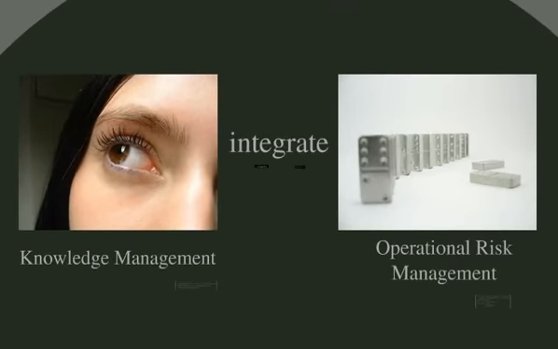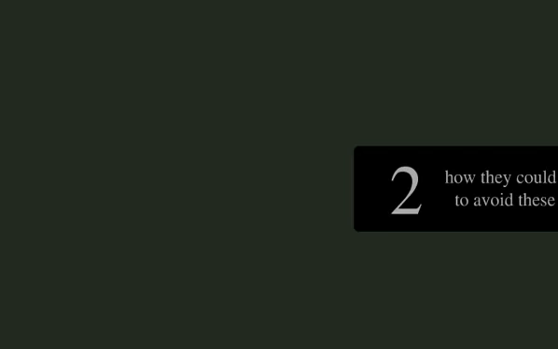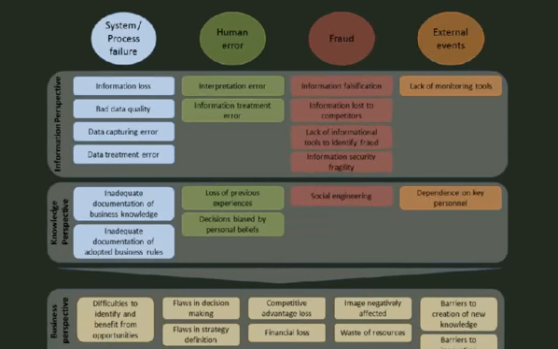Our proposal is to integrate the knowledge management and the operational risk management perspectives, and the way to do this is twofold. Firstly, we should think about how information and knowledge create the possibility of operational risk events. Secondly, we should think how they could be used to avoid these events. Keeping this in mind, we have developed a matrix that connects operational risk drivers with information-related and knowledge-related events. Then we list likely effects of these events in a business perspective. It's not supposed to be a comprehensive matrix, and it must be adapted by each organization that adopts this approach.